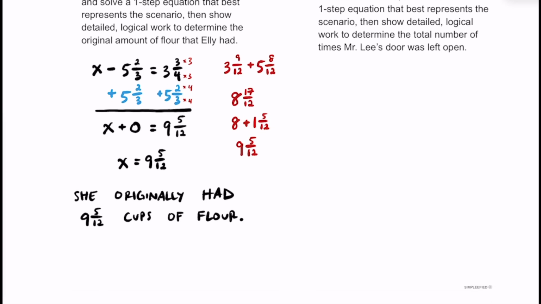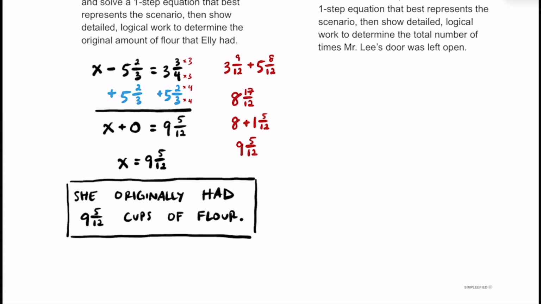All right, so that would be our conclusion here for this situation. And if you want to, you can go ahead and plug that back in to see if it works, right? If you take 9 5/12 and you just want to double check it, then take this solution here, substitute it in for X, take away this 5 2/3, and make sure that you do get this 3 3/4.